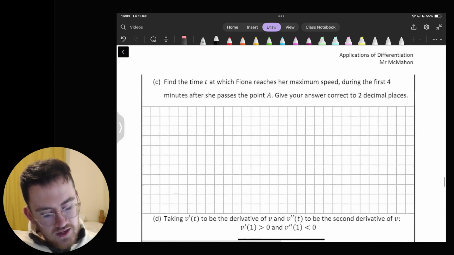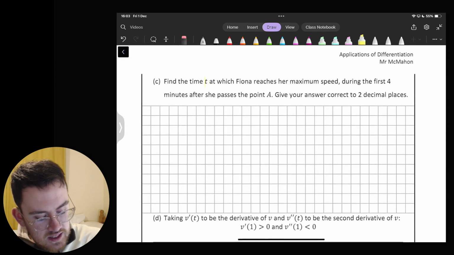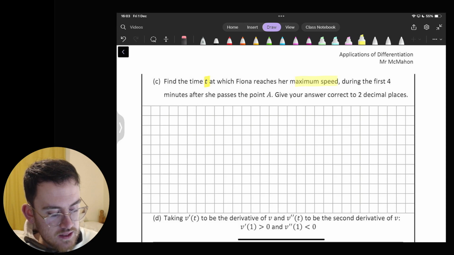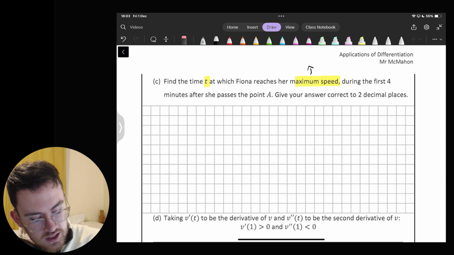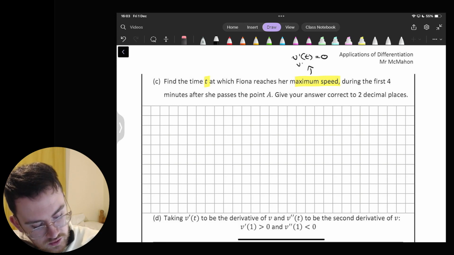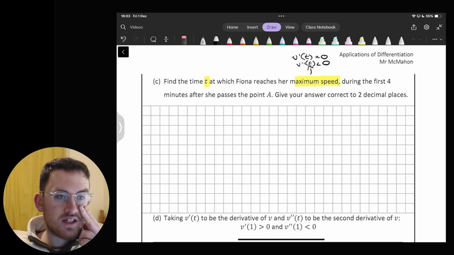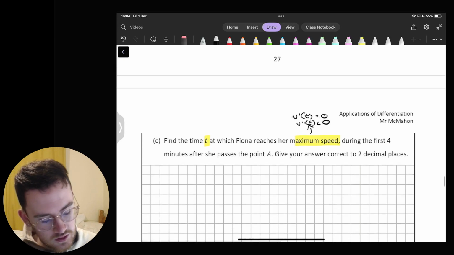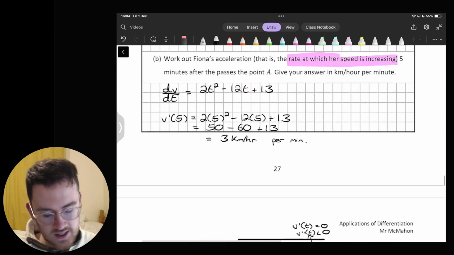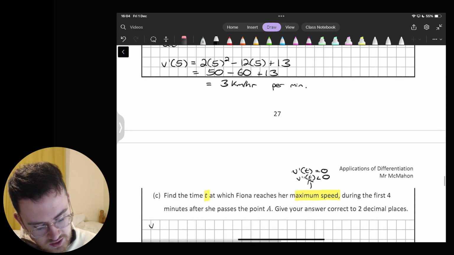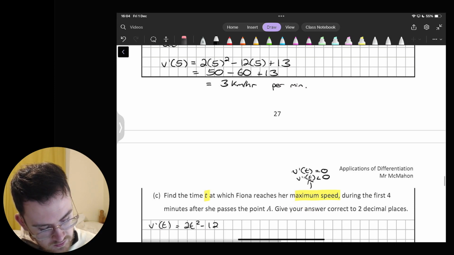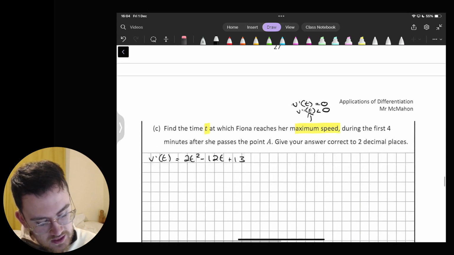Looking at the next part then, find the time t at which she reaches her maximum speed. Maximum speed suggests to me that the derivative will be equal to 0, and the second derivative would be less than 0. During the first 4 minutes after she passes the point A, give your answer correct to 2 decimal places. So let's look at this derivative first of all. The derivative is 2t squared minus 12t plus 13, and I want that to be equal to 0.